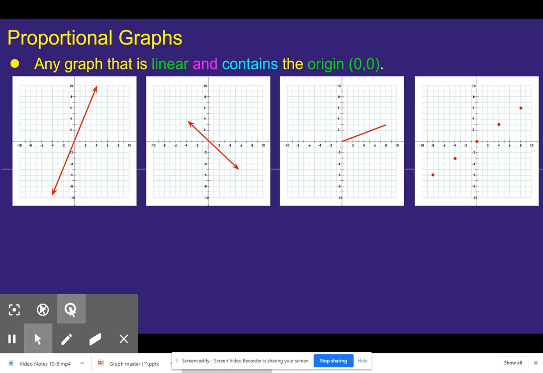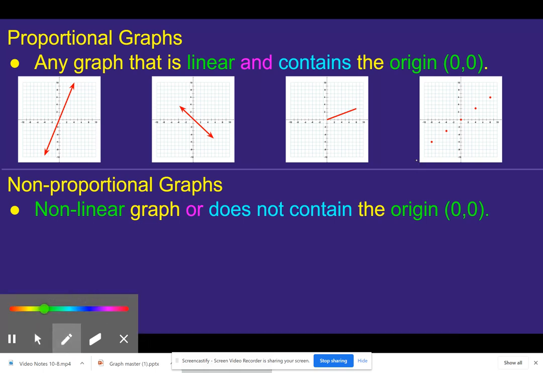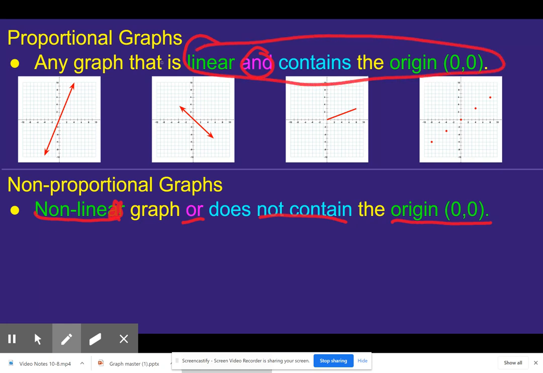Now let's look at non-proportional graphs. Here are some non-examples. Again, we've got some key words here that I want to focus on. We're talking about non-linear graphs, that is non-line graphs. These are graphs that have curves or bends or fold upon themselves. Or, and the keyword here is or, it does not contain the origin. So it could be either one of these, where before we had an and situation. It had to be a line and either go through the origin or look like it would if the line continued.